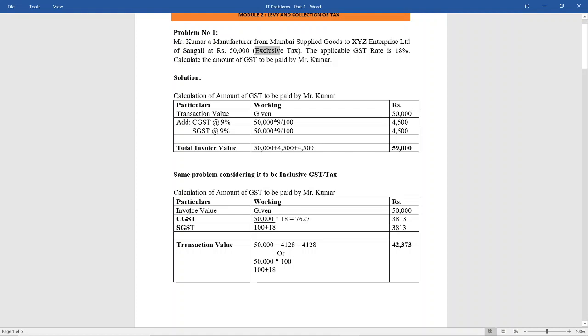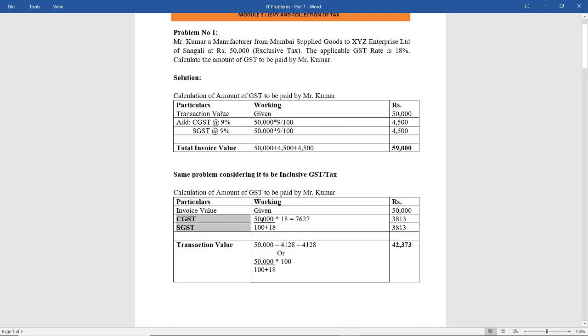Kumar. Invoice value is already given, 50,000. Now, considering this 50,000 to be inclusive of GST, it means that in this 50,000 you have the transaction value and you have the GST amount also. So you need to bifurcate how much is the transaction value and how much is the GST amount. So how do you calculate the GST amount?